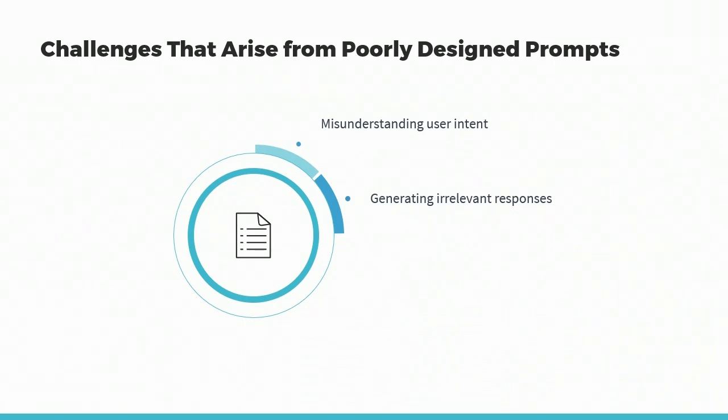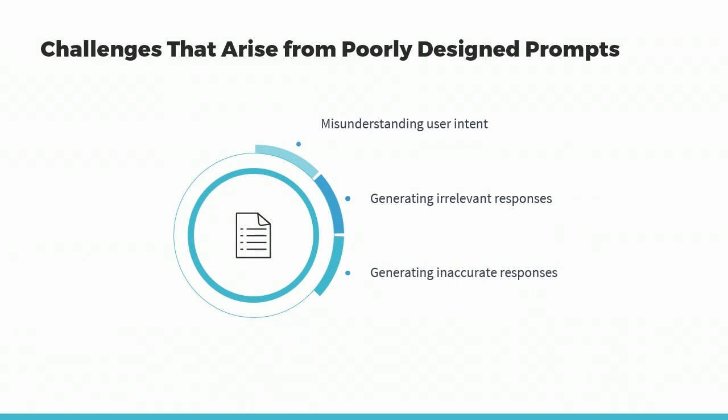Generating irrelevant responses. A prompt that is irrelevant to the intended topic or request can result in ChatGPT generating responses that are unhelpful or off-topic. For instance, if a user asks ChatGPT about the weather, but the prompt is related to sports, the generated response will likely be irrelevant to the user's original question.